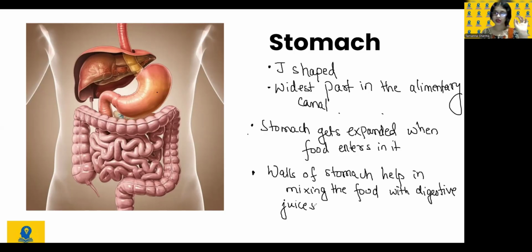Now, let's learn about the digestive juices. Before we go to this, I want you to know that there are some very important substances. For example, hydrochloric acid, which you already know, pepsin, and the third is mucus. I want you to remember these three names. First is hydrochloric acid, second is pepsin, and third is, what was it? Mucus. Yes.